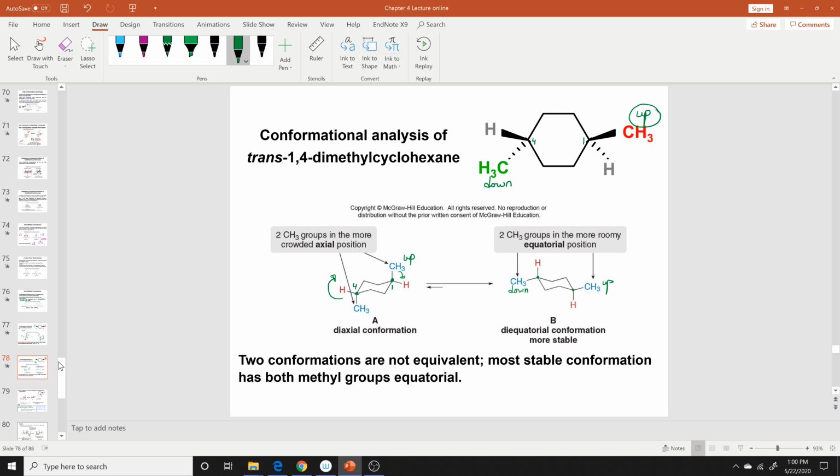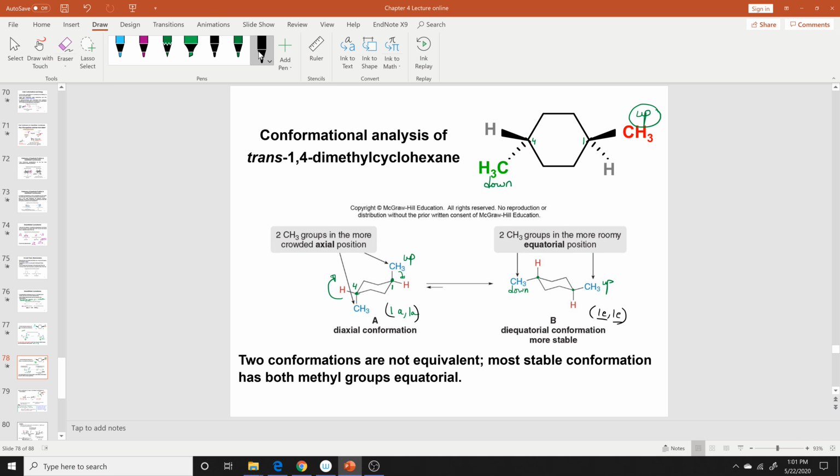See how what I moved by? I moved by having both groups on the axial position. And now both groups are going to be on the equatorial. So I have one equatorial CH3 and another equatorial CH3, and both are on the equatorial position.